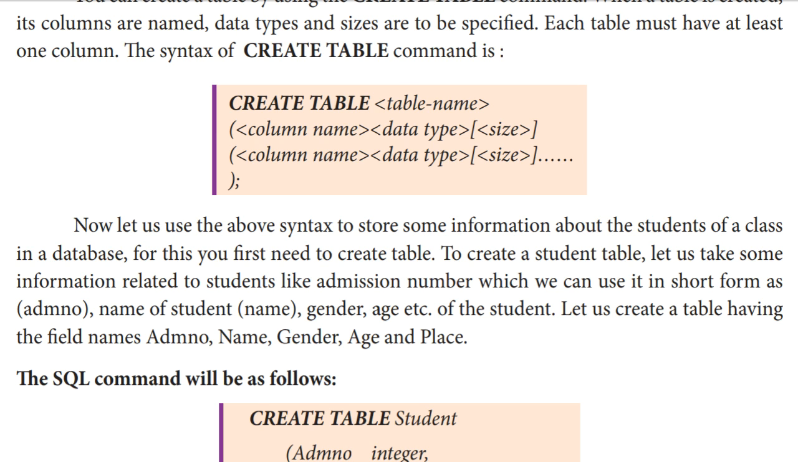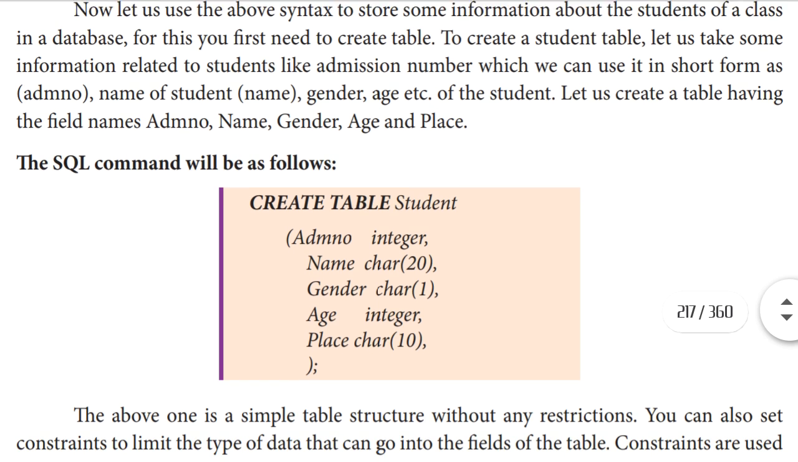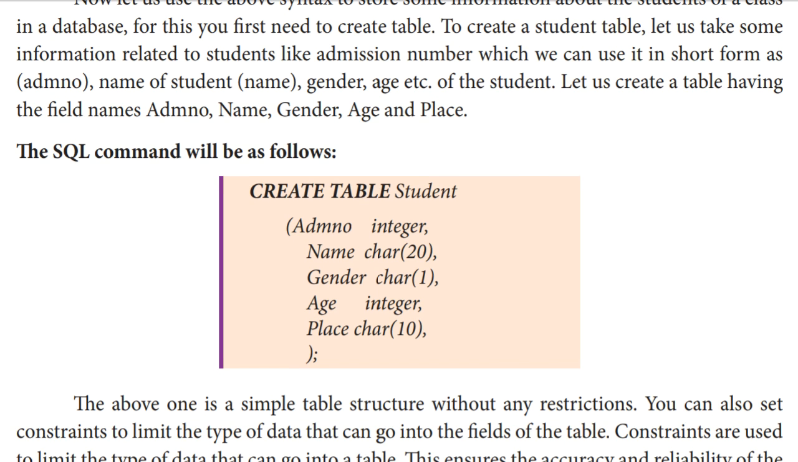So as far as possible we should avoid lengthy column names. Maximum we have to give short names. Next, name of the student as name, then gender, age, etc. of the student. So this is what we are going to give as table columns. Here one example is given. The SQL command will be as follows. Create table. So create table is a command that we have to give compulsorily.